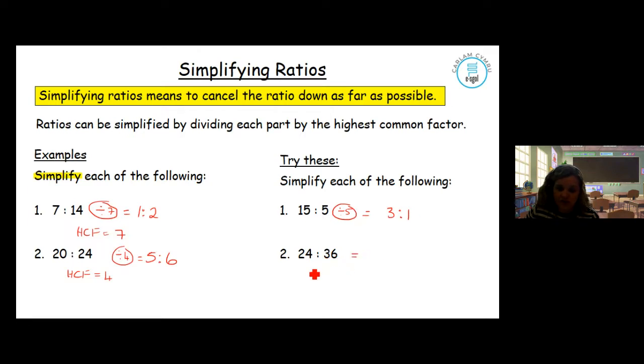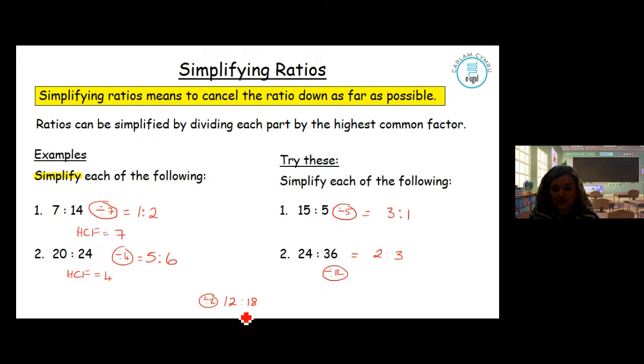Then I can see the highest common factor of 24 and 36 is 12. Oh, missed my 1 out. So I'm going to divide them both by 12, which gives me 2 to 3. Now, if you couldn't find the highest common factor, that's okay. What you could do is cancel down a few times. Say we take this last one, 24 to 36, I could say they're both even. If I halve them both, so I divide both of them by 2, I would get 12 to 18. But I wouldn't stop there.